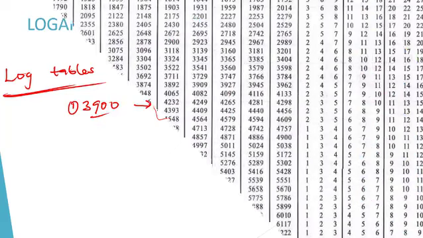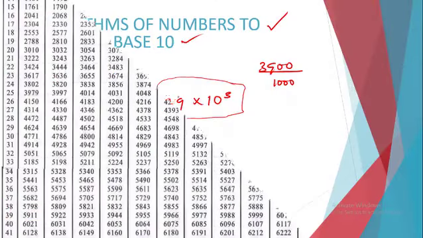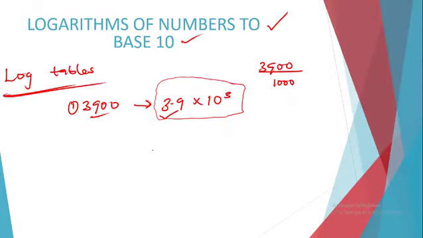Now for this, we are going to look for 39 under 0, since we have 3.9 on the screen. So we have 39 under what? Under 0. Okay, now 39 under 0 will give us 0.5911. Is that correct? Okay, since we are dealing with base 10, it means 10 raised to power 0.5911, times 10 raised to power 3.